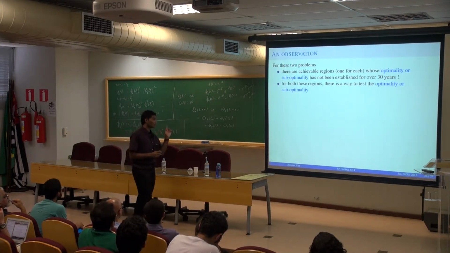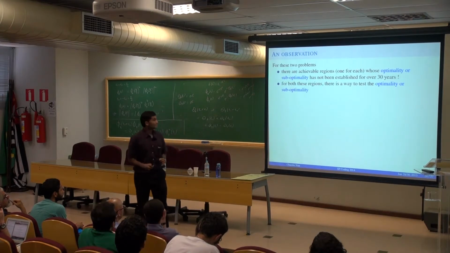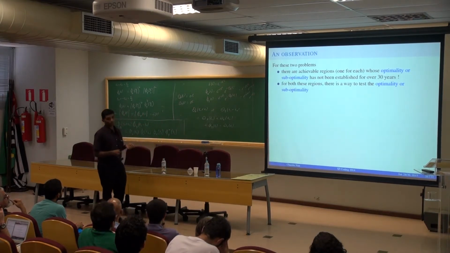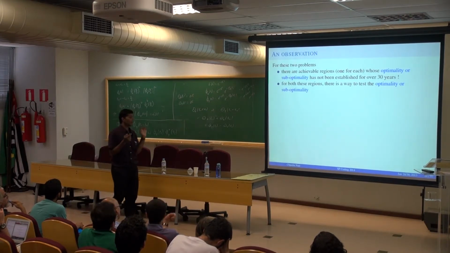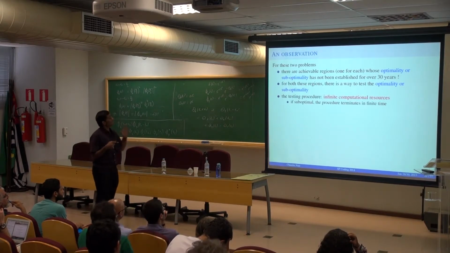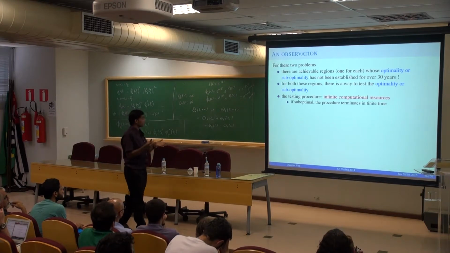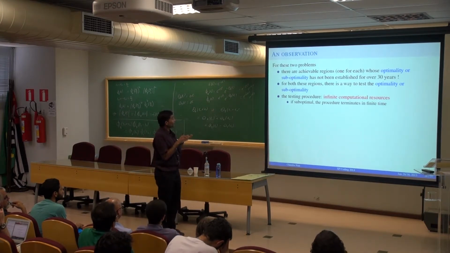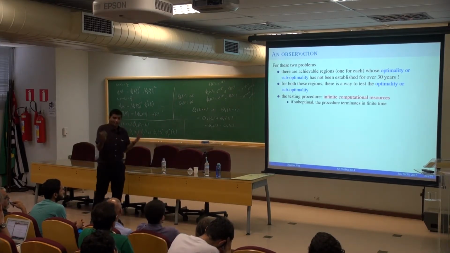Okay, I have to qualify this because just recently we showed one of them, I'll tell you in the next slide. But for both these regions, there was a way to test their optimality or suboptimality. For some, I'll tell you why people could not do this test also. So what is the testing? The testing procedure requires infinite computational resources in principle. However, if it's suboptimal, then the procedure will terminate quickly. If it's not suboptimal, you keep running it. Now we have a lot of computational power and you can do it.